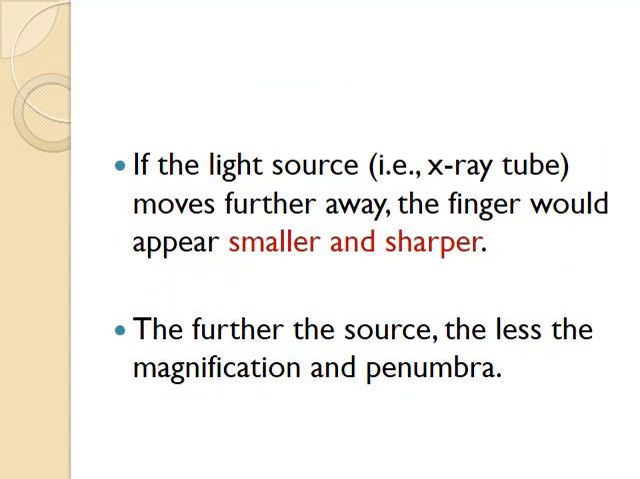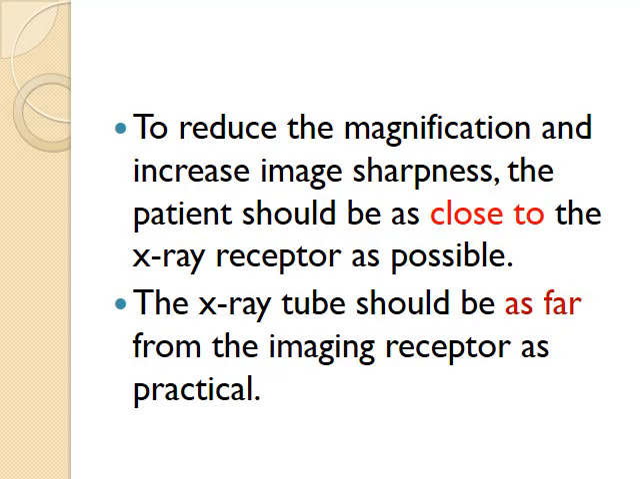If the light source, in our case the X-ray tube, moves away, the finger would appear smaller and sharper. The further the source, the less the magnification. To reduce the magnification and increase image sharpness, the patient should be as close to the X-ray film as possible, and the X-ray tube should be as far from the X-ray film as practical.